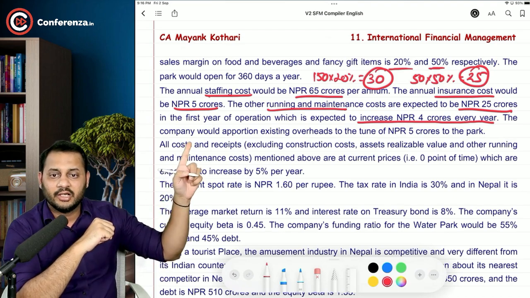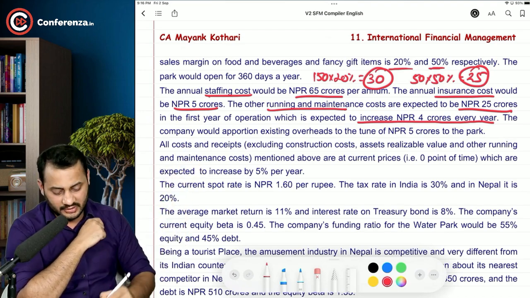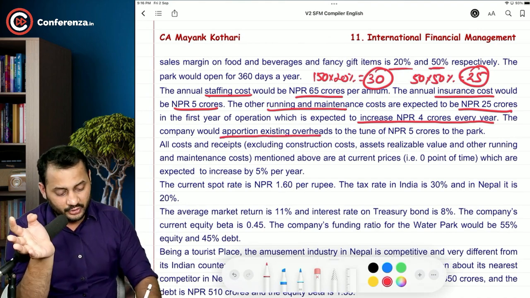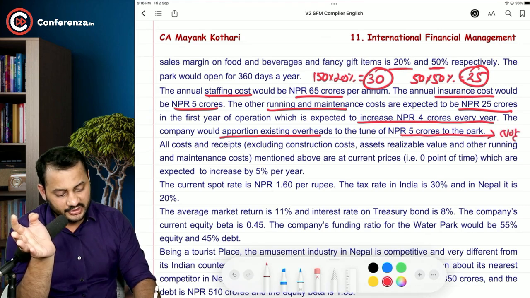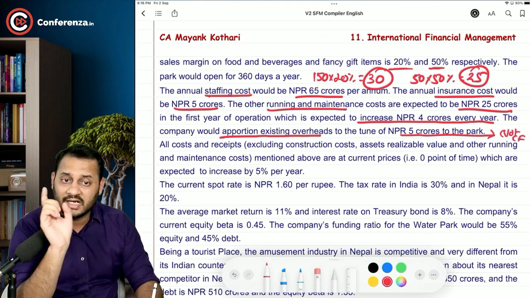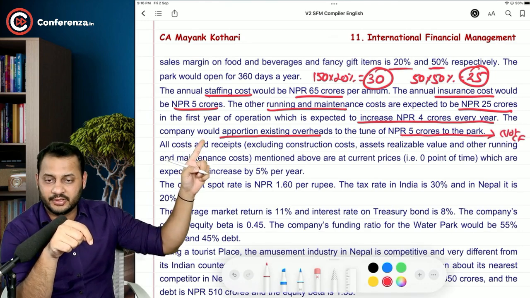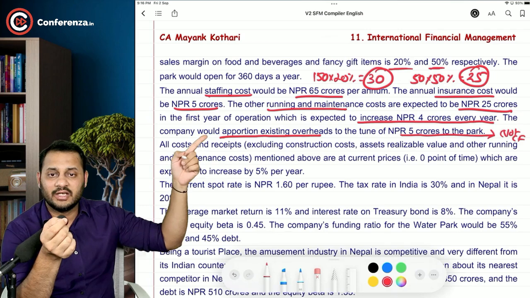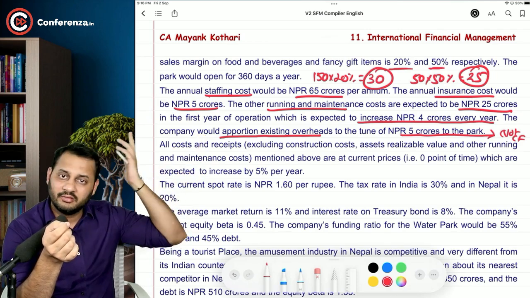The company would apportion existing overhead. Apportionment of overhead is not a cash flow. This is not a cash flow. So ignore that 5 crore rupees of the apportionment, because even if you do not take this project, this cost will have to be incurred and will be debited somewhere else.